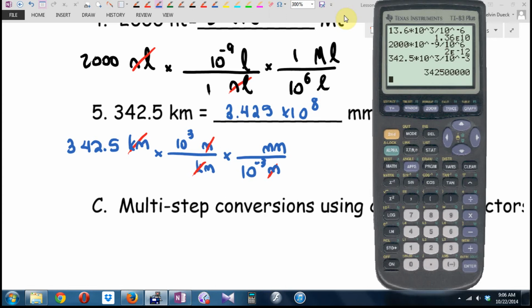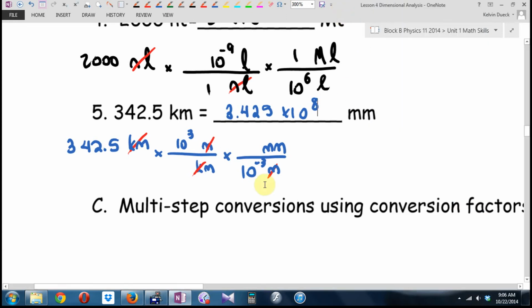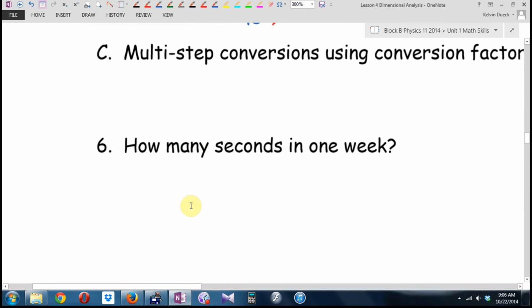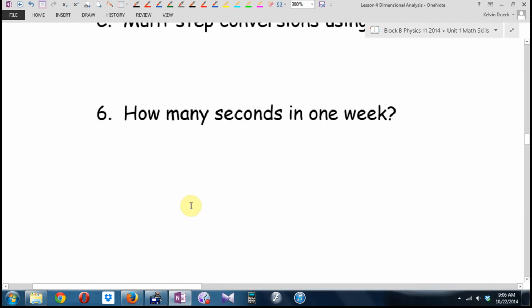And then we have the stupid US system. Nothing is powers of 10s. They have conversion factors for everything. So I wrote down here, multi-step conversions using conversion factors. Okay. How many seconds in 1 week? Does anybody know off the top of their head how many seconds are in 1 week? I don't. I've never bothered memorizing it.